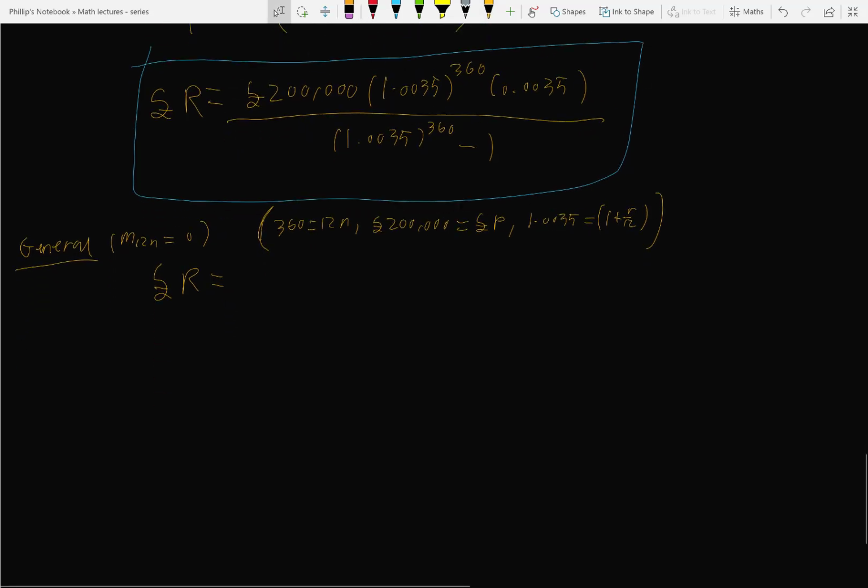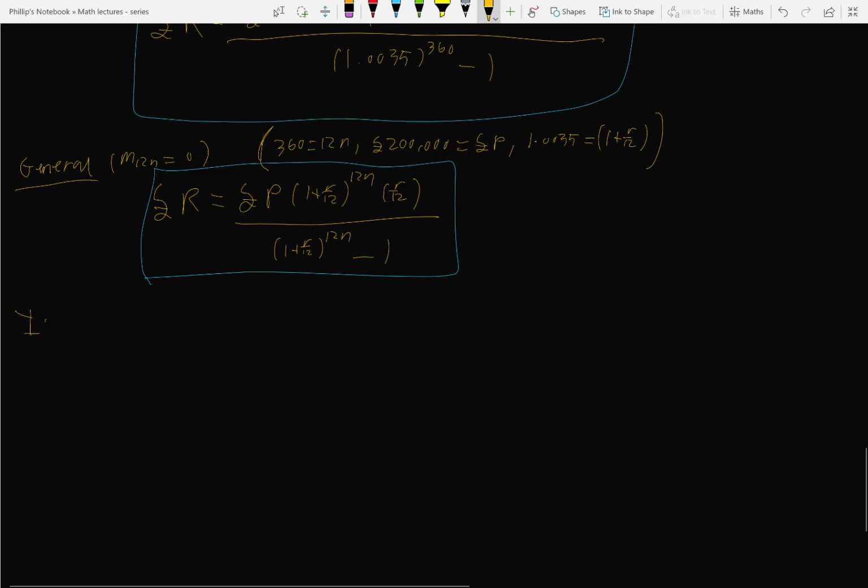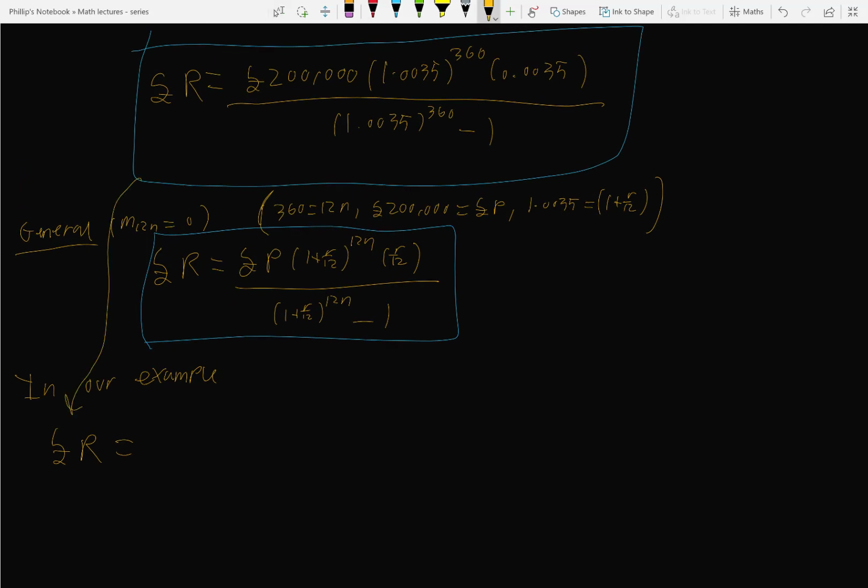So what we're going to have is capital R equals P times 1 plus R over 12 to the 12n times R over 12, divided by 1 plus R over 12 to the 12n minus 1. Okay, so in our example, capital R is equal to, as I've already done it, it's just down here, but we're going to write it out just once more.